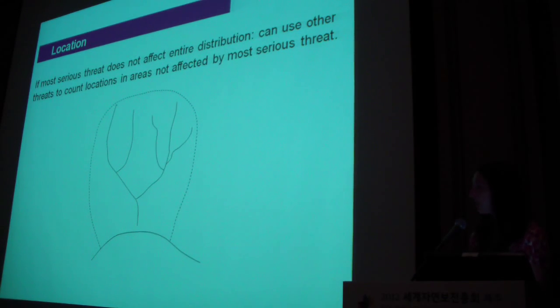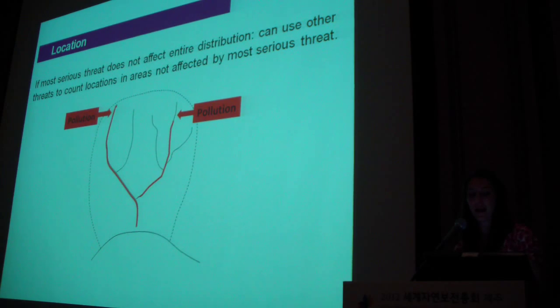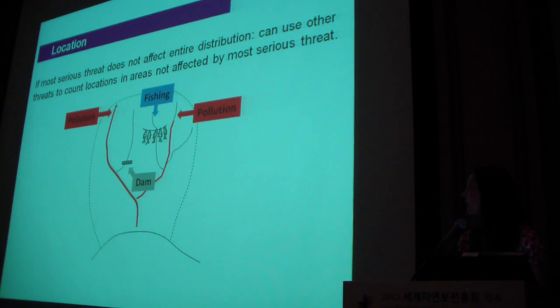And just to give a final example before we break, this is directly related to your question earlier, Harriet. If the most serious threat doesn't affect the entire distribution, you can use other threats to count locations in areas that aren't affected by that threat. So if you had pollution affecting this part of the river system and this part of the river system, but there was a dam that was going to be built in another part of the river system and fishing was a heavy threat in this part of the river, you could have 5 locations.